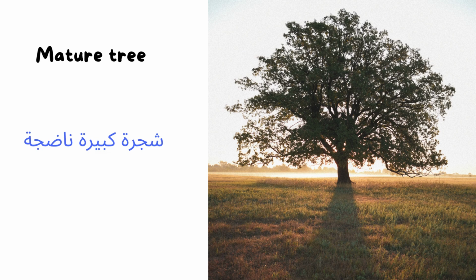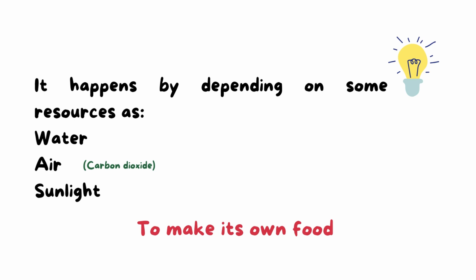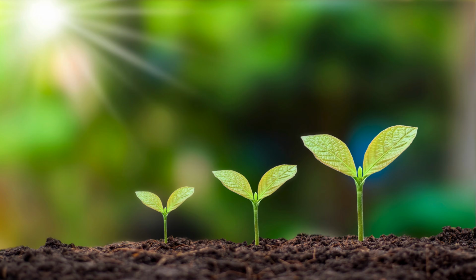Planting a tree happens by depending on resources. So we have some resources, which are the basic needs, as water, air, especially the carbon dioxide from the air, and sunlight. Why? To make its own food. So the plant can make its own food, so it can get energy, grow, and survive.